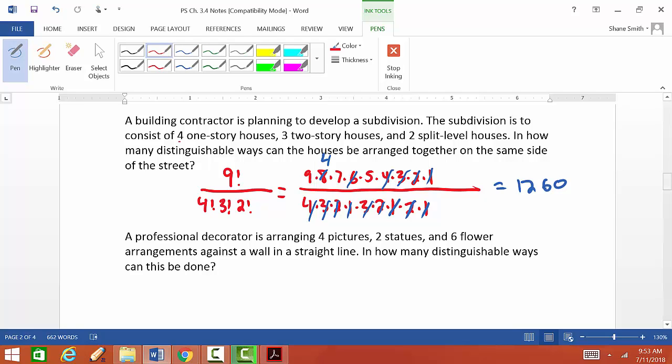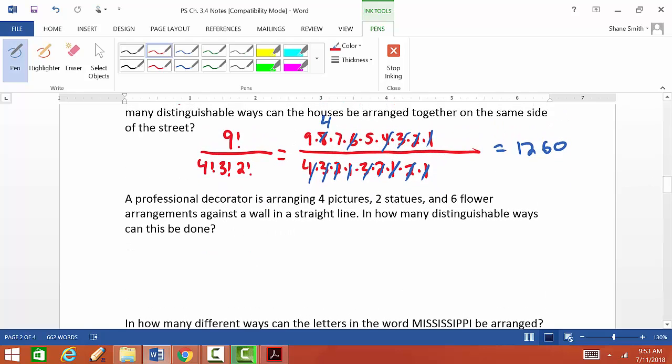Okay, let's keep going. So the next one is a professional decorator. 4 pictures, 2 statues, 6 flower arrangements. So that looks like 12 factorial. And then there's 4, 2, and 6, which would be 13,860.